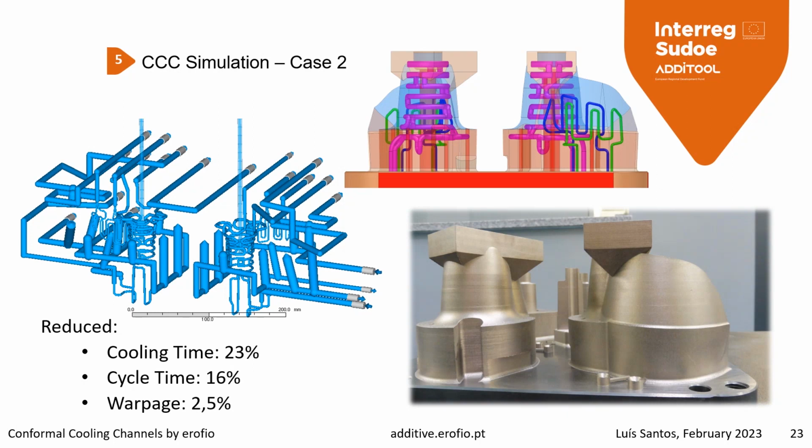On the right side we have the printed versions, the file to print, and the printed versions of the parts and the inserts. And we have reduced the cooling time by 23%. That has an impact on the injection cycle time of 16%, and a reduction in warpage of 2.5%.